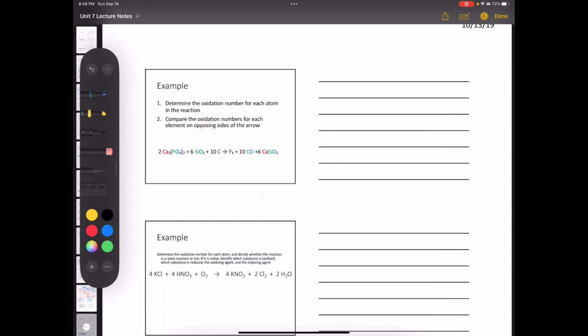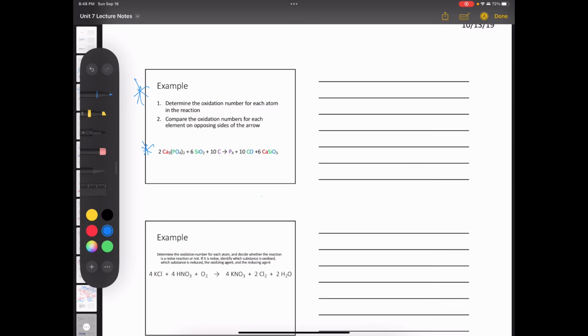Let's put everything together and see what the expectations are during the exam. Something like this, you should most likely expect to see in the exam as well as during the homework, where you would be given an equation, and then you'll be asked if it is a redox equation or not.